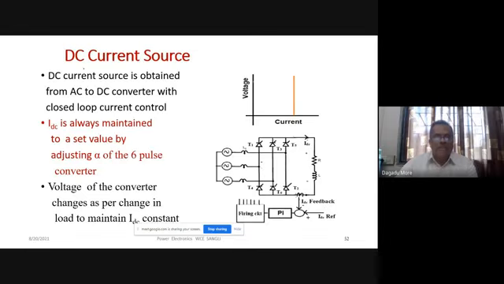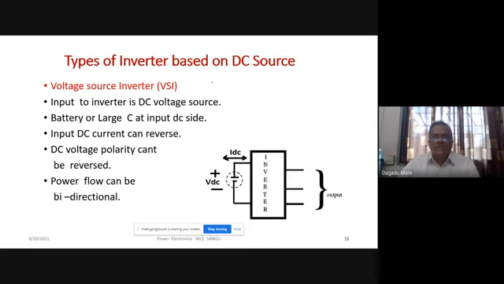Then, an inherent DC current source is not available, so we have to convert the voltage source into a current source. One way is to use a large inductance in series with the voltage source to make it a current source. The other is to use a controlled voltage source in a closed loop, so we can make it a controlled current source. So there are two types of inverters, the voltage source inverter and the current source inverter, and we have discussed these.